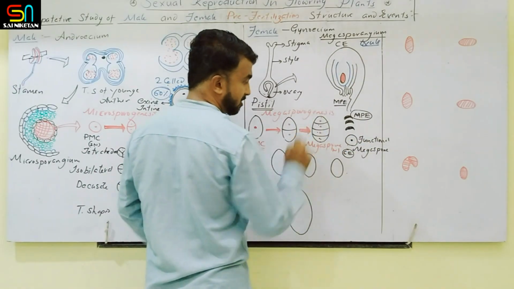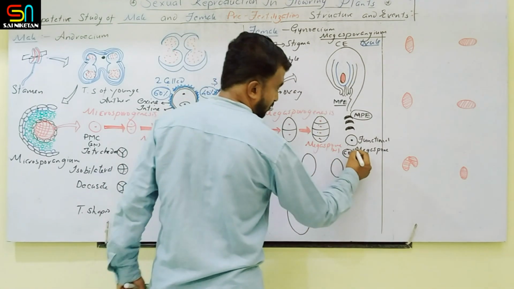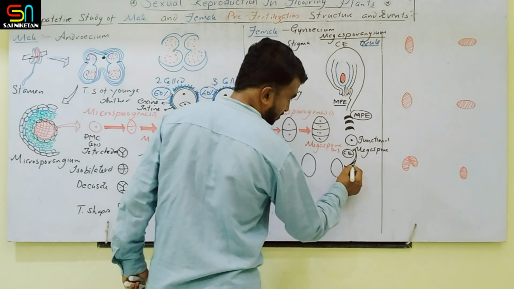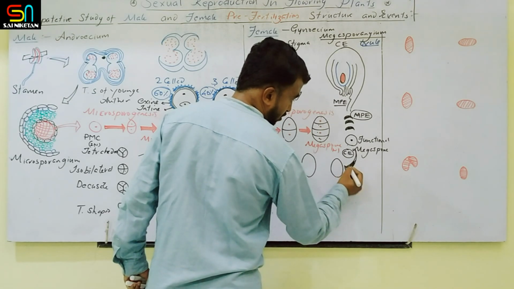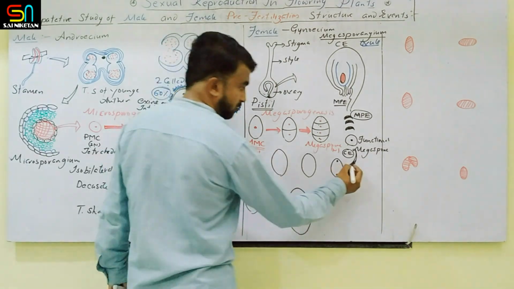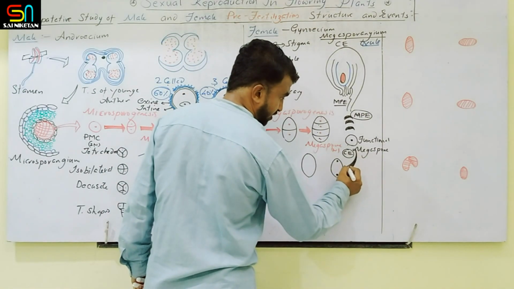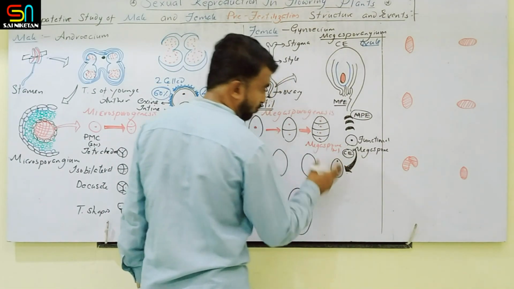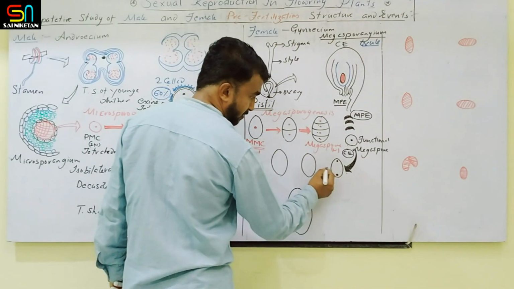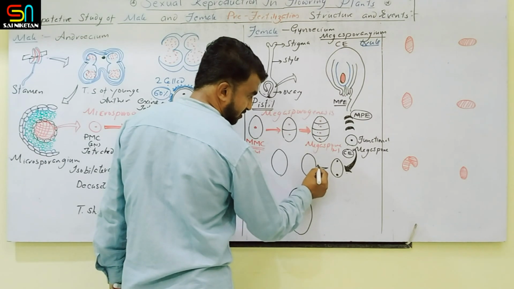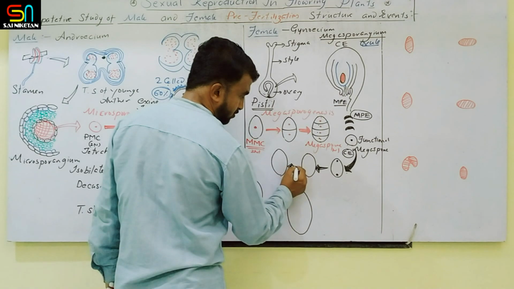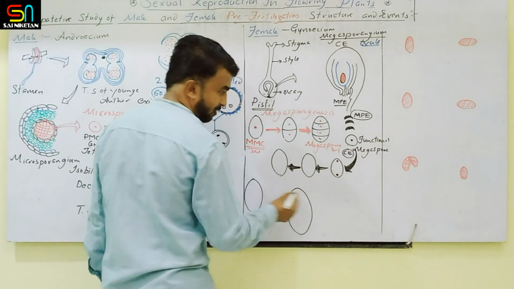Now, this functional megaspore undergoes first mitotic division. Clear? So it undergoes first mitotic division and produces 2 nuclei. This mitotic division is a special one. Here the cell wall formation is totally absent. After every mitotic division, only nuclei are formed. So this is first mitotic division, this is the second mitotic division and this is the third mitotic division. Now see the number of nuclei.